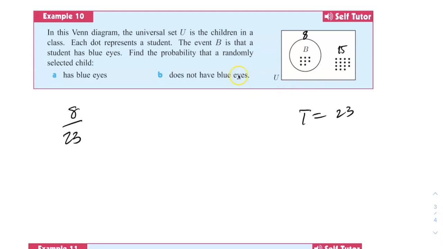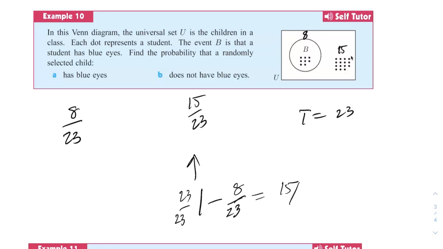And then does not have blue eyes. So again, there's only 2 options here, so these have blue eyes, so not having blue eyes would be 15 out of 23. But you could also, again, if you wanted to, have done 1 minus the odds that they have blue eyes, and then just done the math. So 2 ways to get it. In this case, you have a Venn diagram, just go to the Venn diagram.